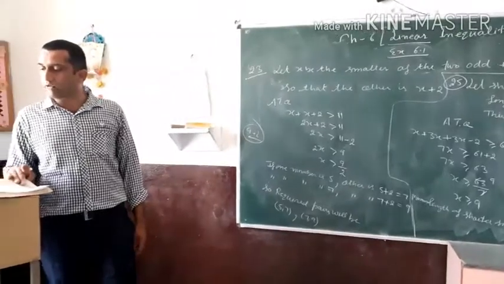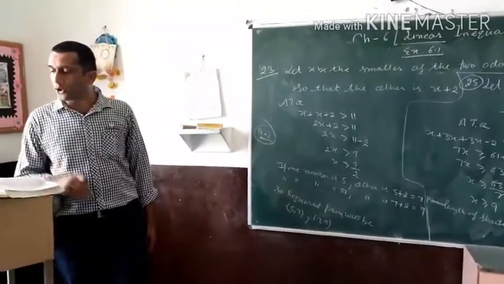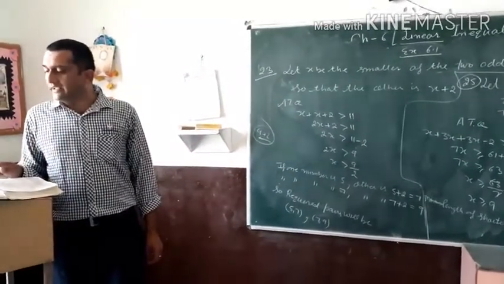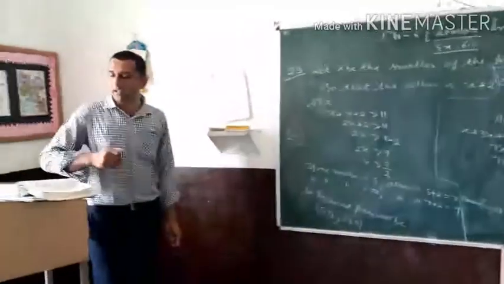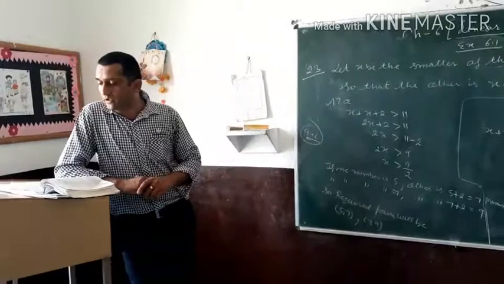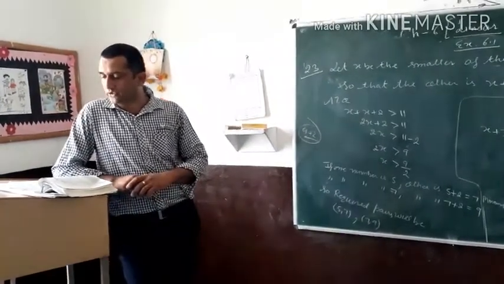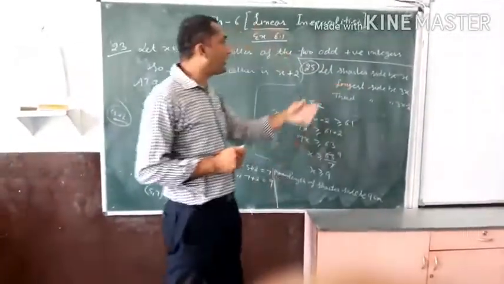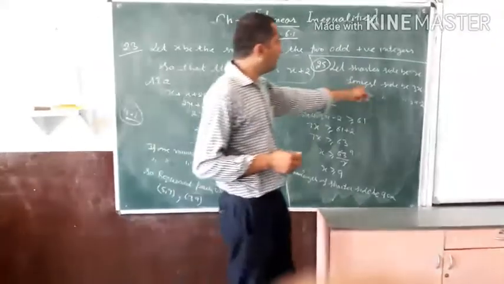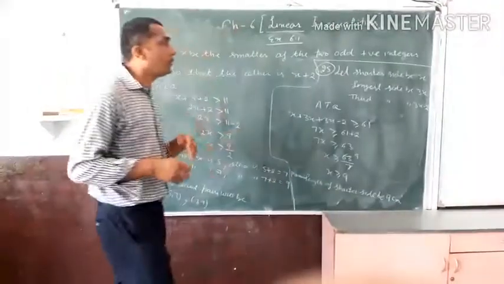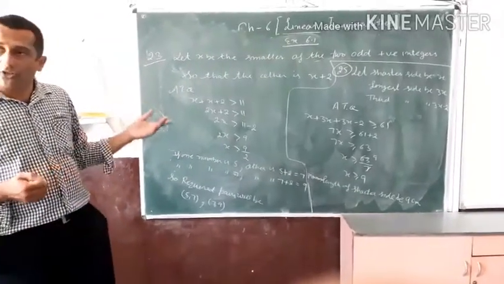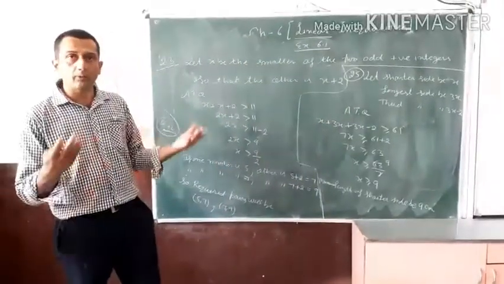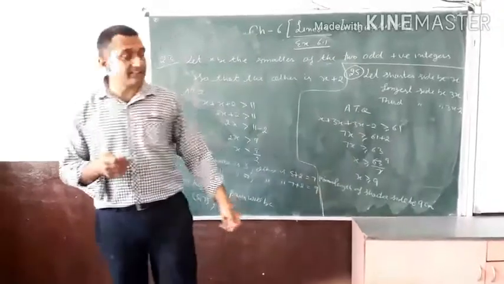The longest side of the triangle is 3 times the shorter side, and the third side is 2 centimeter shorter than the longest side. If the perimeter of the triangle is at least 61 centimeter, find the minimum length of the shortest side. So first assume the shorter side is x, the longest side is 3 times the shortest side, so it will be 3x, and the third side is 2 shorter than the longest side, so it will be 3x minus 2.